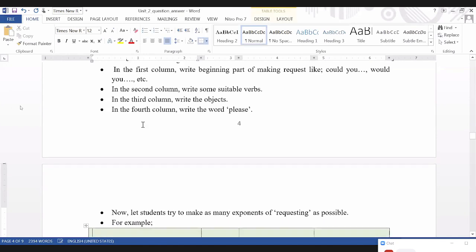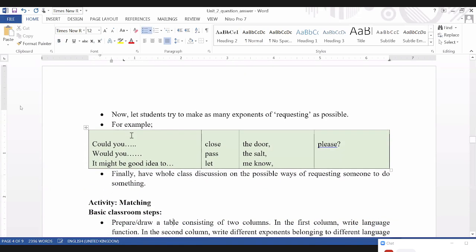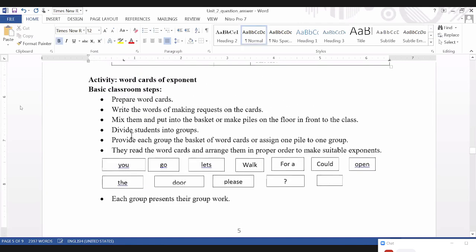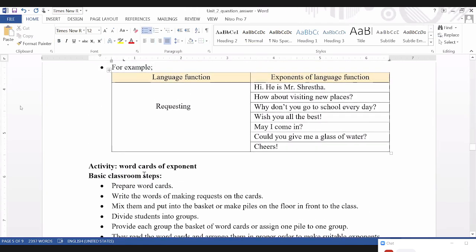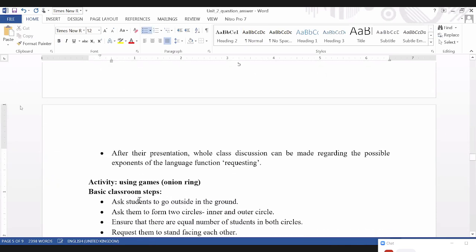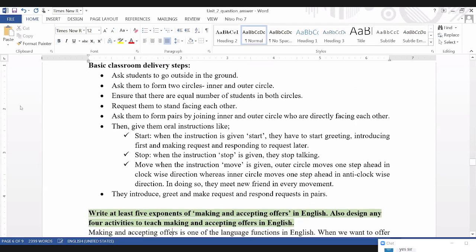And this, constructing exponents. And then this is matching. Matching also. So in one column, functions will be there, and in another column, exponents will be there. And word cards also. So word cards for requesting like this, students match, and they share. And using games, unending games. There are other games also we can use in teaching language function, but here the unending game is interesting.